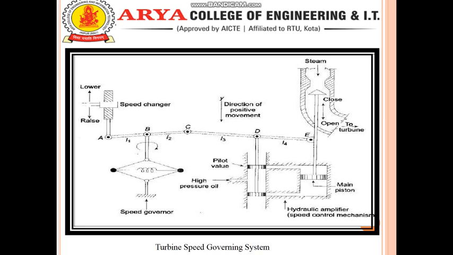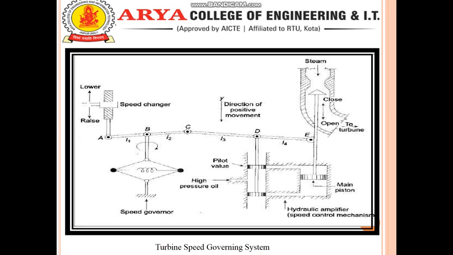In turn, point C moves down and point E moves up, with the movement amplified by the hydraulic amplifier. As point F moves upward, it closes the steam valve, reducing input to the turbine, so the speed is reduced and brought back towards the original. The reverse occurs when the speed of the turbine drops due to an increase in the load on the turbine.